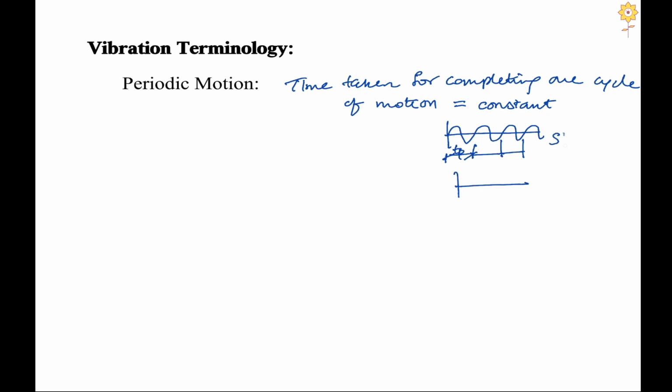This is a simple harmonic motion. Likewise, you can have different examples, different waveforms, something like this. The time period is the time taken for one cycle. That's simple.